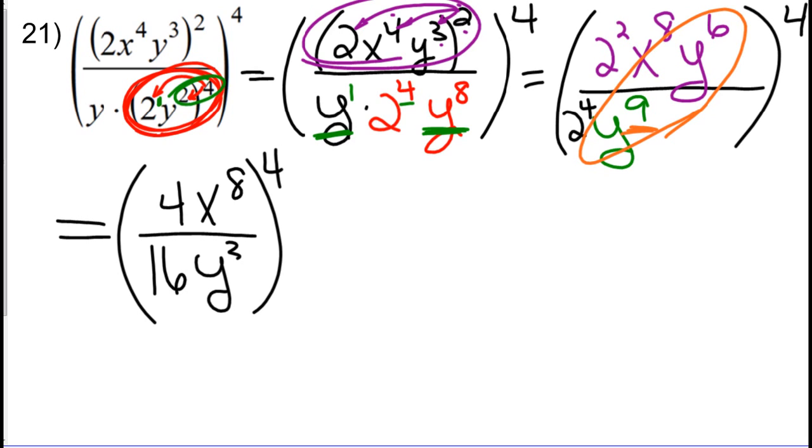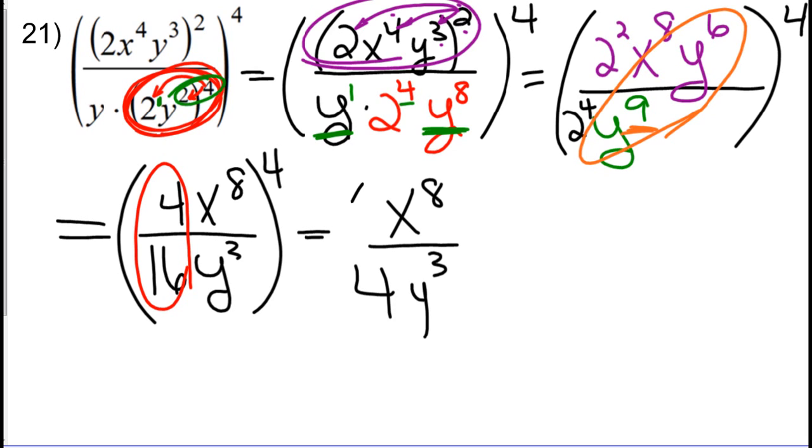Okay. I got one more thing. I want to take care of this. There's no reason for me to have to worry about raising 4 to the 4th power or 16 to the 4th power. So that's actually going to become x to the 8th over 4y cubed. And, of course, then that is still to the 4th power. And now, remember, not necessarily distribution, but because of all the properties of the exponents, that 4 has to go to every base that's in there.